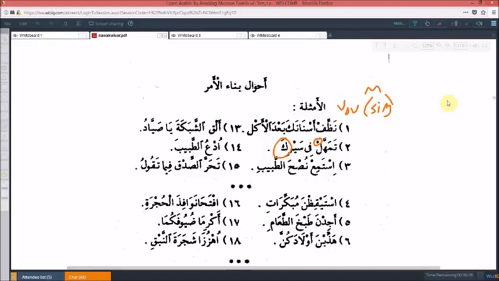استمع نصح الطبيب. استمع from سمع. Here this استمع, you have a difference. You have سمع and استمع.